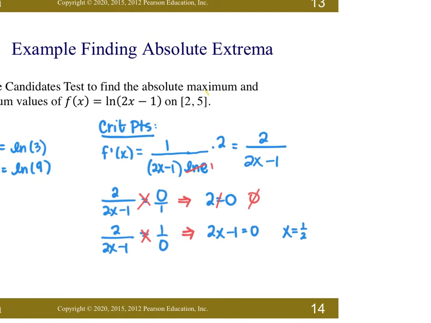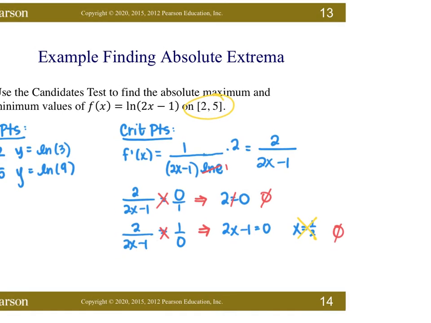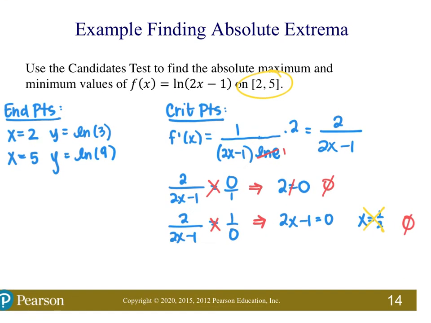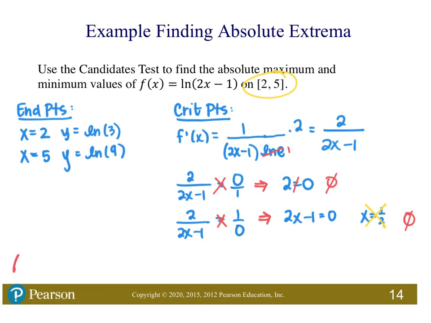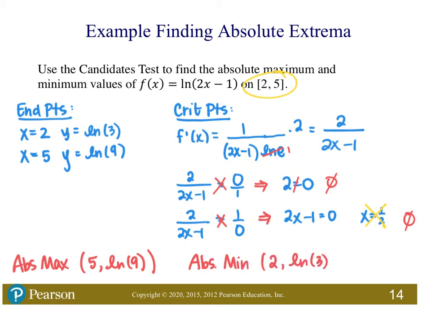So then I check my interval. X is half is not between 2 and 5. Okay, x is half is outside of that, so it is not an interior point, so I throw it out. So I don't have any additional solutions there either. So I only have my original endpoints. And so then the absolute max is the higher of the two, so that would be 5, comma, ln 9, and the absolute min would be the lower of the two, so 2 and the natural log of 3.